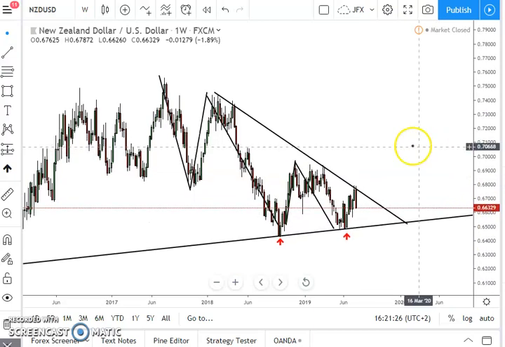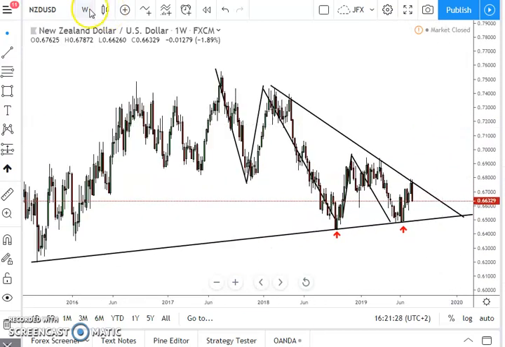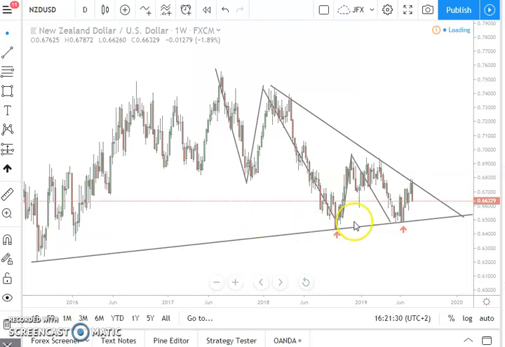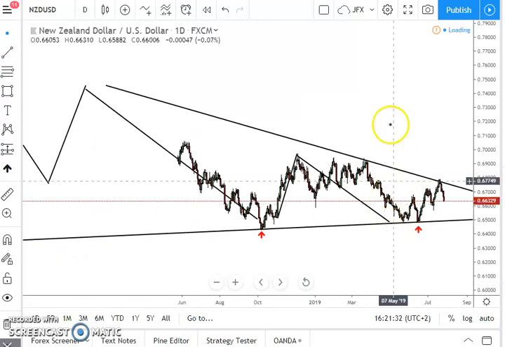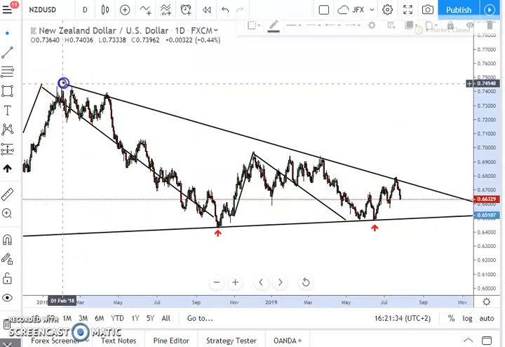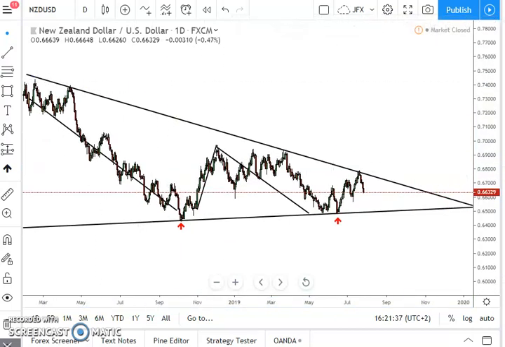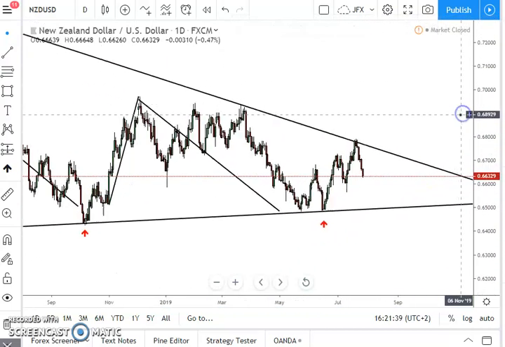What we see if we break it down again to a daily time frame, despite this trend line right here, we also have another trend line right here.